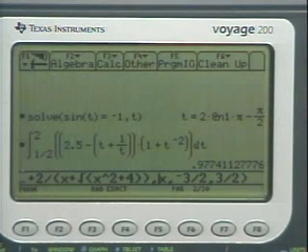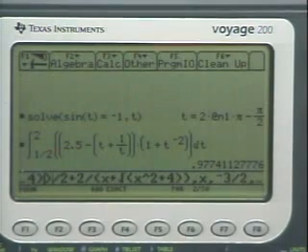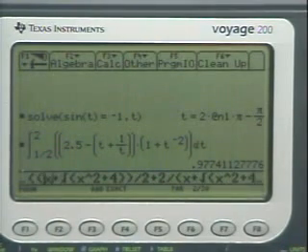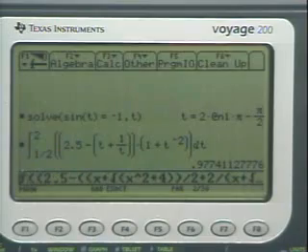Oh man, why does it want one right there? Doesn't make any sense. After the comma? I hate calculators. You didn't hear me say that, did you?